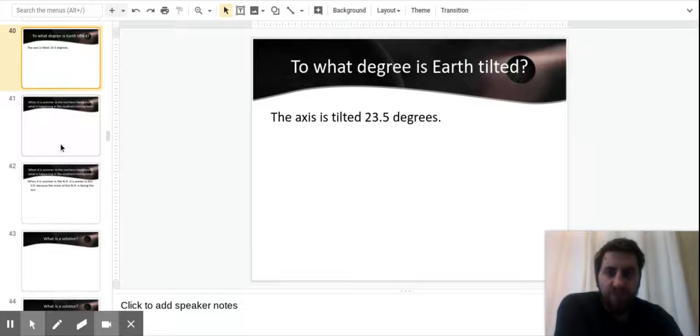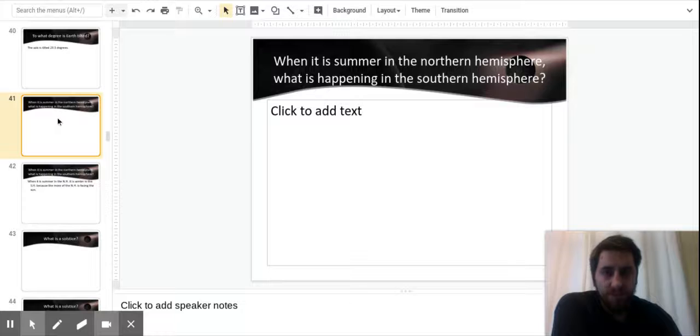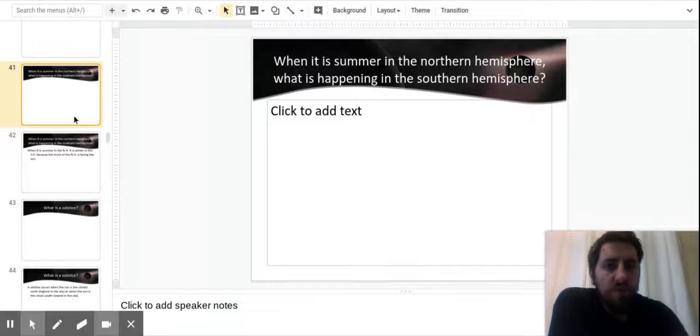And of course, the axis is tilted 23.5 degrees. When it is summer in the northern hemisphere, what is happening in the southern hemisphere? It's the very exact opposite. It is winter.